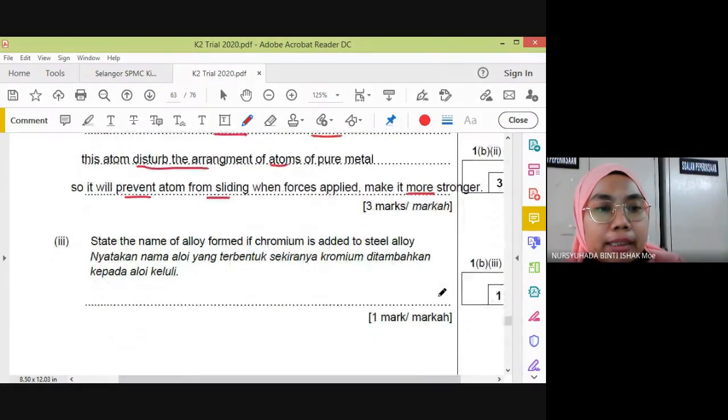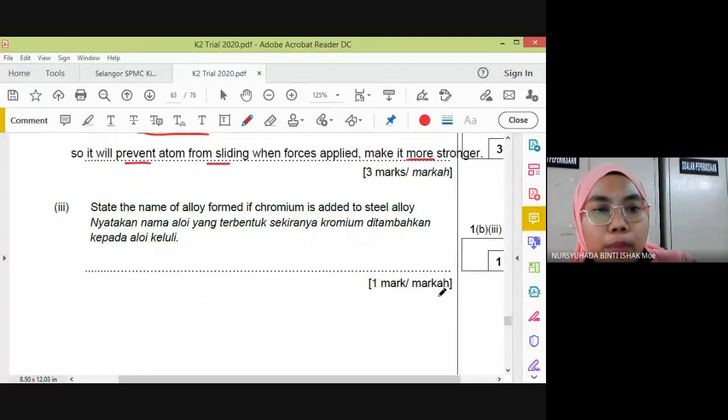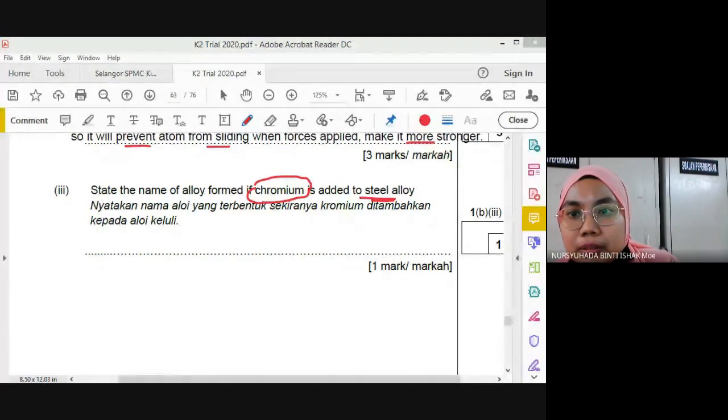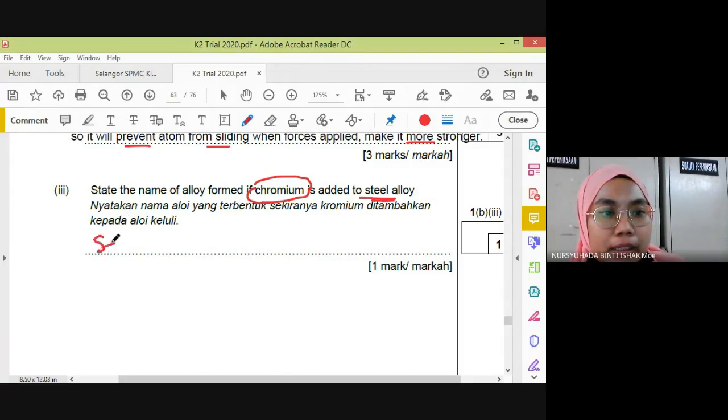Okay, next. State the name of alloy formed if chromium is added to the steel alloy. So nama alloynya apa? When we add chromium. Apakah namanya? Stainless steel. Very good. Stainless steel.